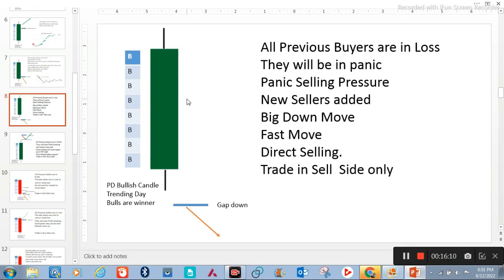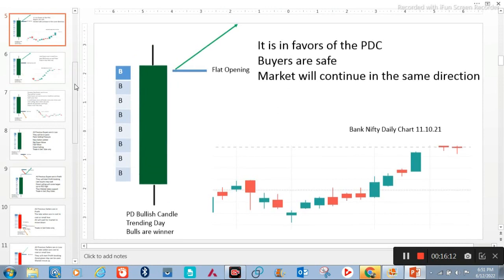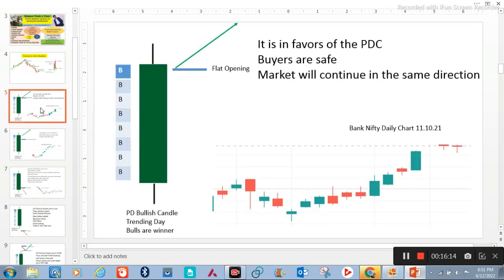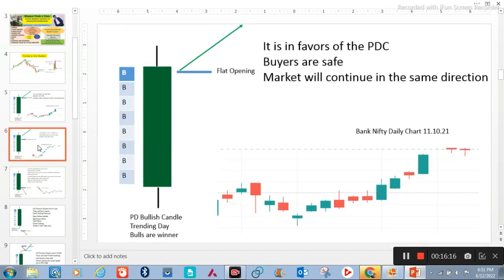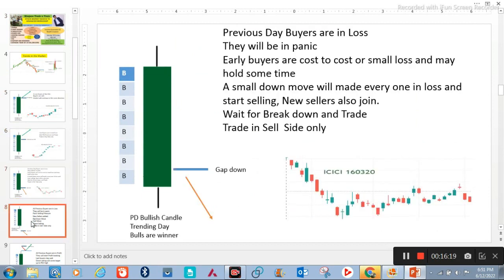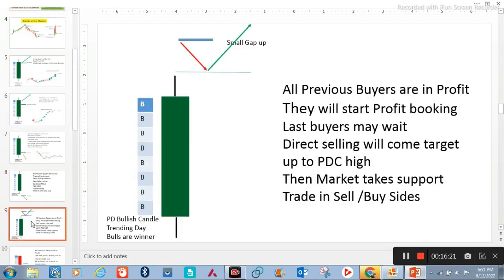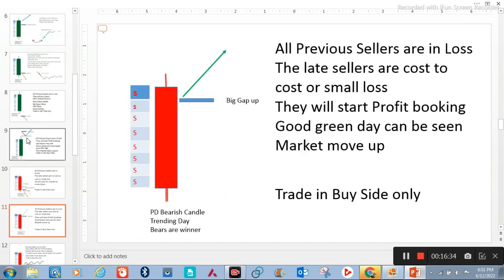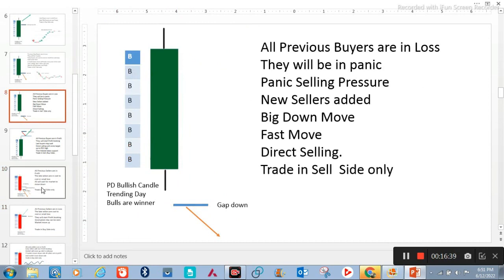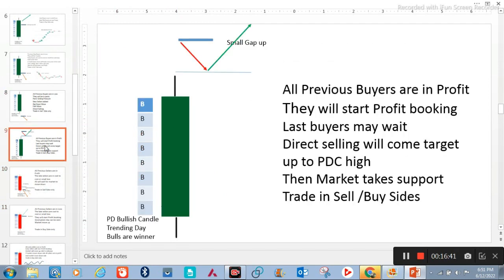This is all for when the candle opens after a bullish previous day candle. We have seen how the market will behave in different scenarios when the previous day candle is bullish. We have completed this. Now we will go to this situation.